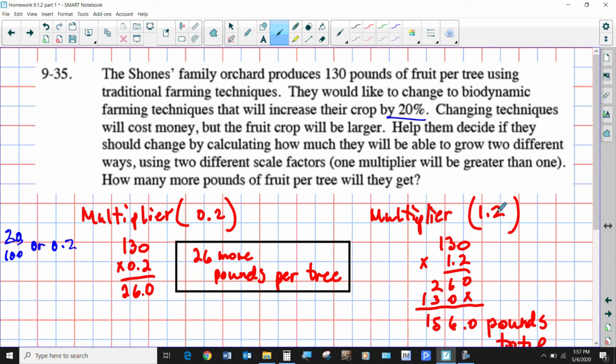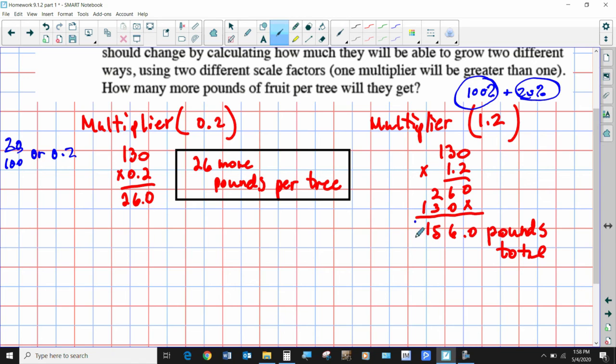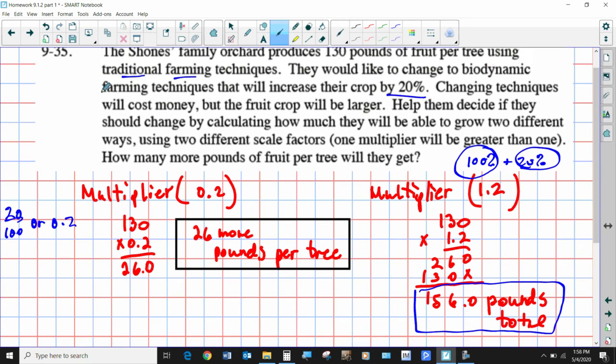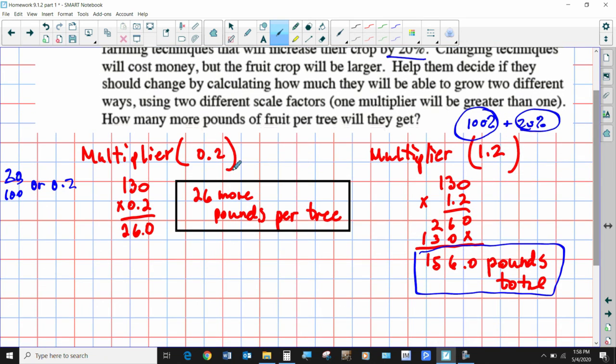If you choose this to be your multiplier, this is your 100%, which is your 1, plus your additional 20%. So the current yield, what they've been doing using their current traditional techniques, plus the additional 20%, means that your multiplier is going to be 120%, which is 1.2. So when you multiply 130 times 1.2, what you get here is the total number of pounds that will be created using the biodynamic technique.